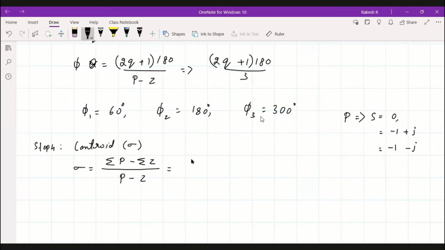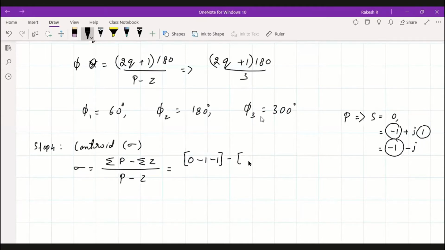So the real part of the first pole is 0. In minus 1 plus j, minus 1 is the real part and j is the imaginary part, so I take only minus 1. Similarly, here the real part is minus 1, and minus j is the imaginary part, so I take only minus 1. So the real parts will be 0, minus 1, minus 1. These are the real parts of the poles.